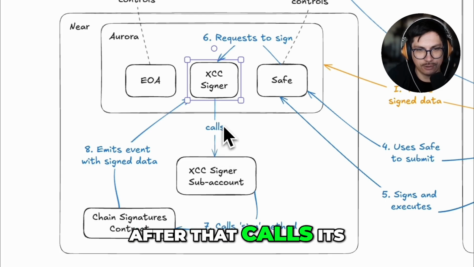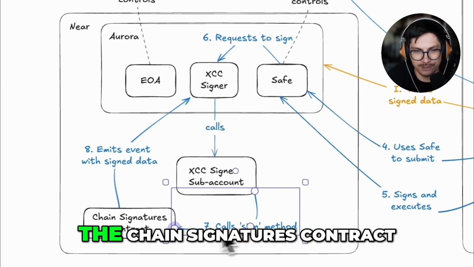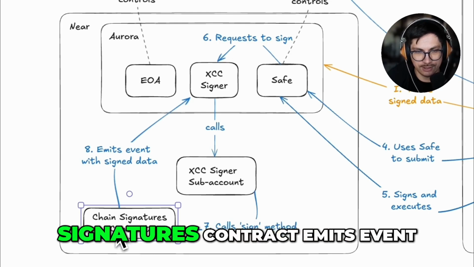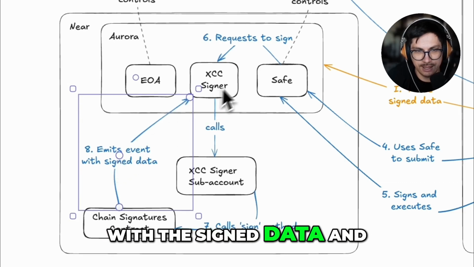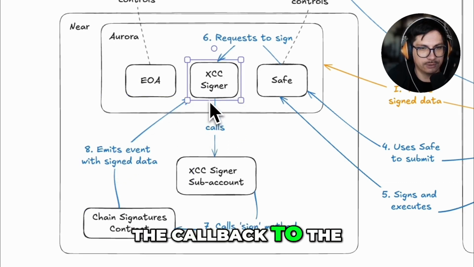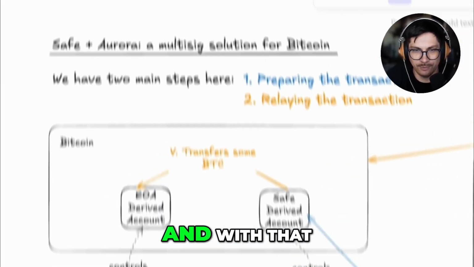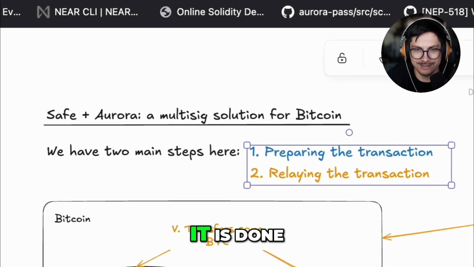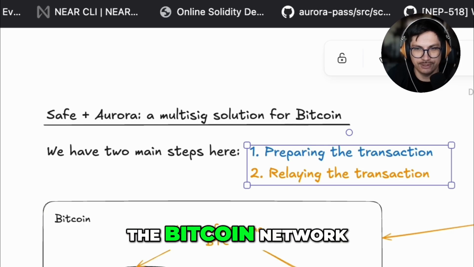which after that calls its sub-account on NEAR, which calls the sign method of the chain signatures contract. And after that, the chain signatures contract emits an event with the signed data and provides it via the callback to Aurora's XCC signer contract. And with that, the first step, preparing the transaction and signing it, is done. And we are ready to relay it to the Bitcoin network.